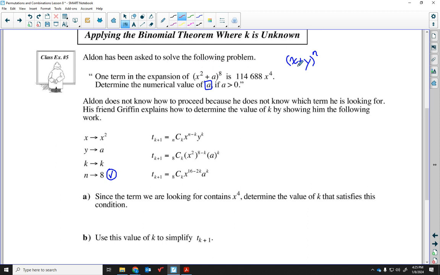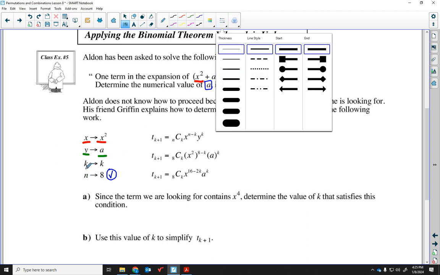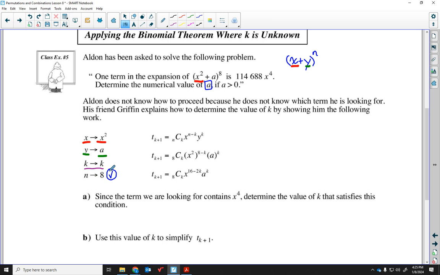Now, it's not x, it's x squared. So that's a substitution we're going to make. And it's not y, it's going to be a. Now, I don't know what term this actually is. It just says a term in the expansion of this is 114,688. Because I don't know what the term is, we're just going to leave k as an unknown variable. We'll just say that k is just k. I'm not actually doing anything to it. Now let's see how the work actually plays out.